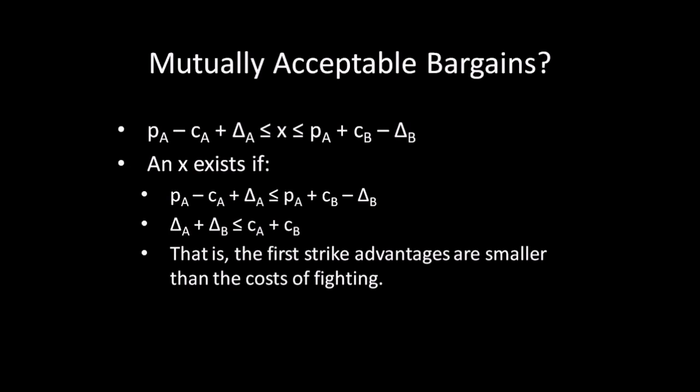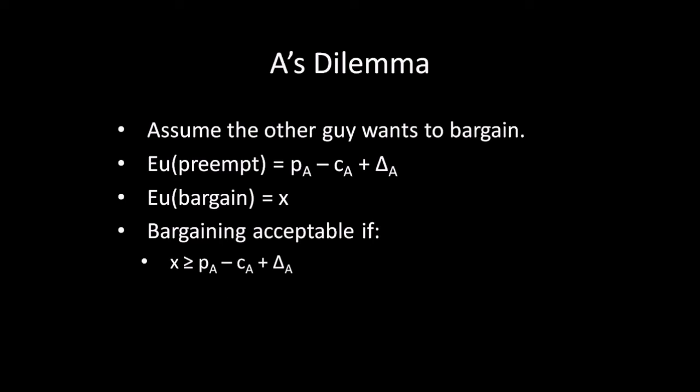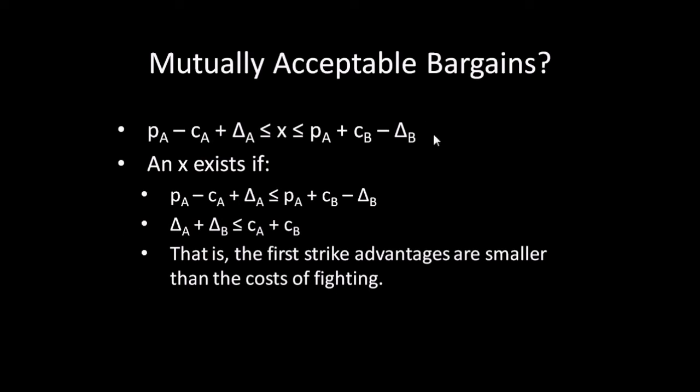All right, so now we just combine those last two slides together. A mutually acceptable bargain exists if this holds. If PA minus CA plus delta A is less than or equal to X, which is less than or equal to PA plus CB minus delta B. So that just came from the last two slides where we got here and here. If we combine those two things together, then we get this set of inequalities. And such an X will exist, such a bargain will exist, as long as this is less than or equal to this. So we're essentially just cutting out the X from the set of inequalities to leave us with one inequality.